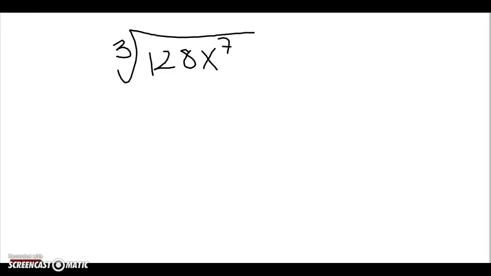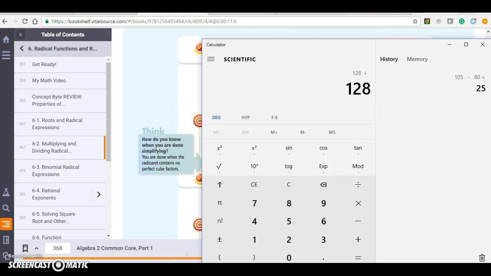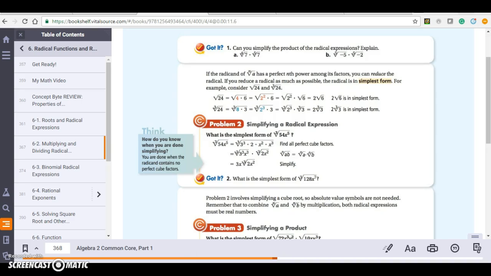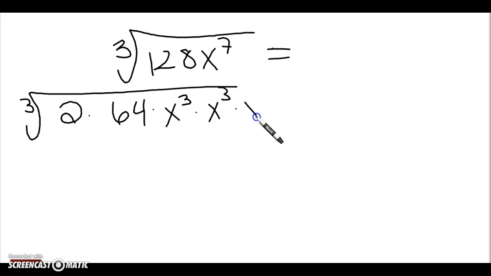So let's look at this one. Let's see if I can explain it in a little different way. So let's say this 128, the cube root of 128. So let's divide 128 by 2, and I get 64. So I get 2 times 64, and I'm going to go ahead and break this x up into the cube root of x to the 3rd times x to the 3rd times x to the 1, because I add my exponents. So 3 plus 3 is 6 plus 1 is 7.